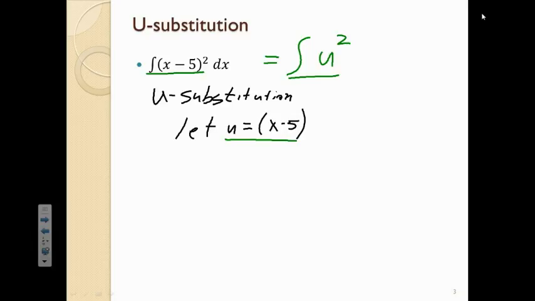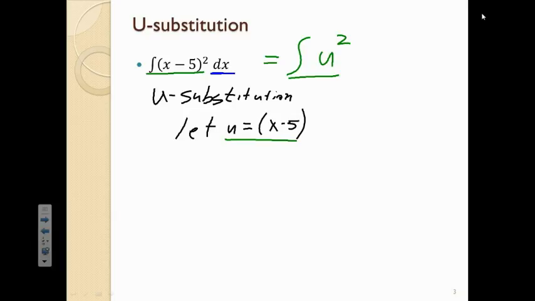Now we still need to deal with this dx. We can't just simply write dx down because we need to keep it all in terms of u. In the integral of u squared, it has to end up being du, with respect to u, since we're now doing the integral with u. So what we can do for this is find out what dx is equal to in terms of u.